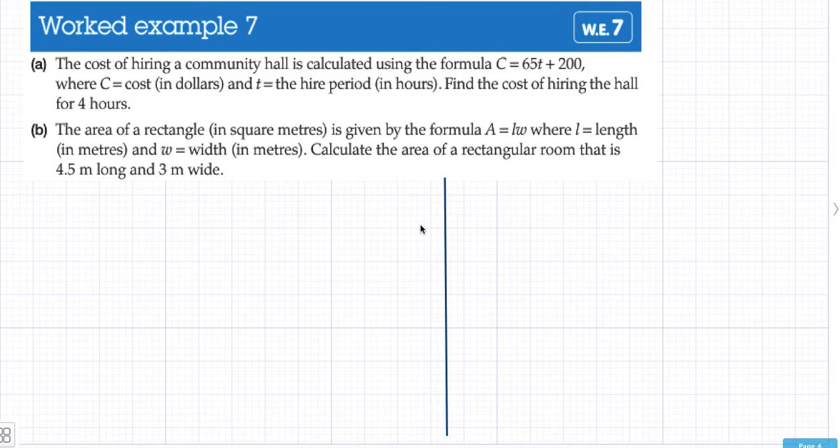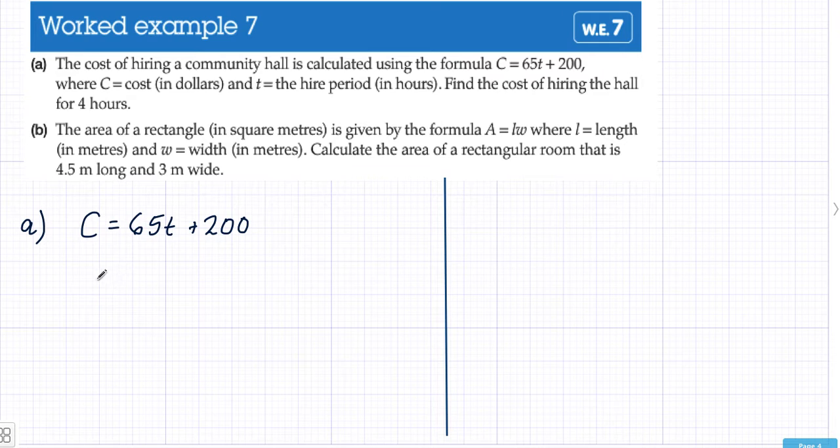Okay, so this is where you use substitution in the real world, when you're actually doing things where you have to figure out costs or lengths or things like that using a formula. So the first example we have is: the cost of hiring a community hall is calculated using the following formula, C equals 65T plus 200.